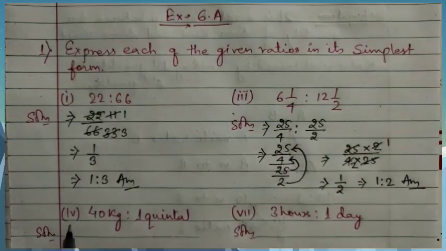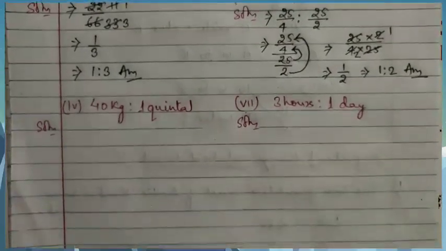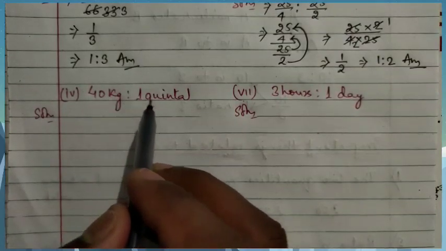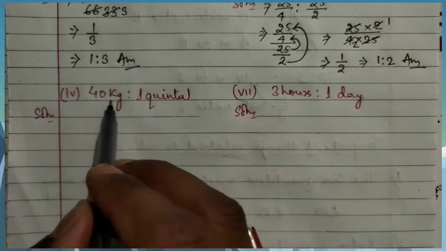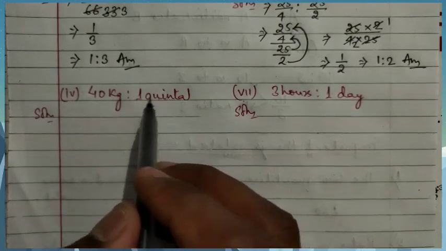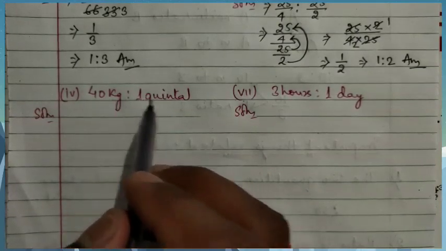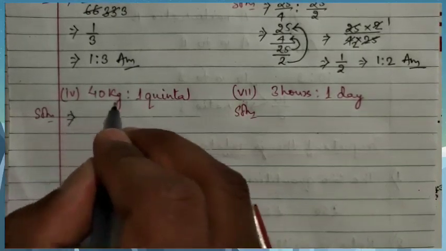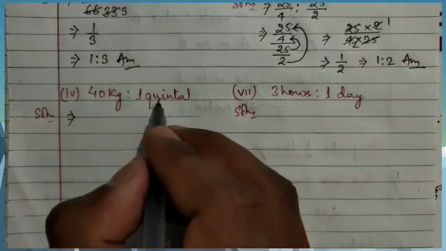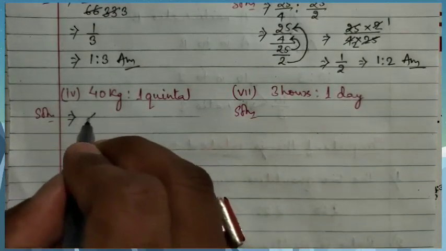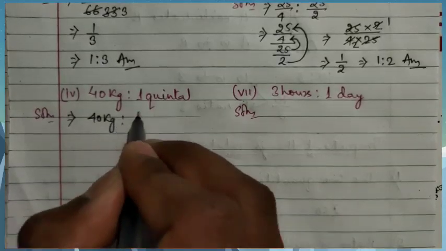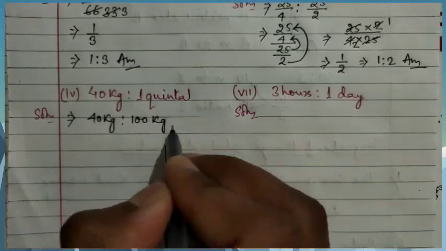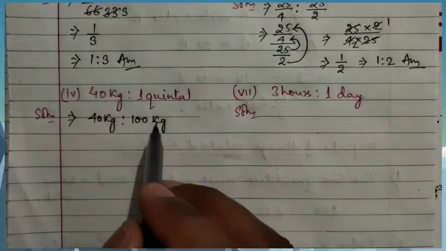Now let us see next question, that is question number 4. Question number 4, here you can see that ratio is given 40 kg ratio 1 quintal. Here we can see that both the units are different. If this type of question is being asked, if the unit is not same, our first task will be to make both the quantities in the same unit. That is 40 kg, the smaller one. This is 1 quintal. 1 quintal is equal to 100 kg. Now both are in the same unit.